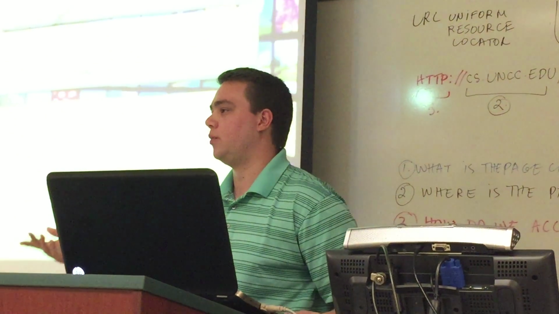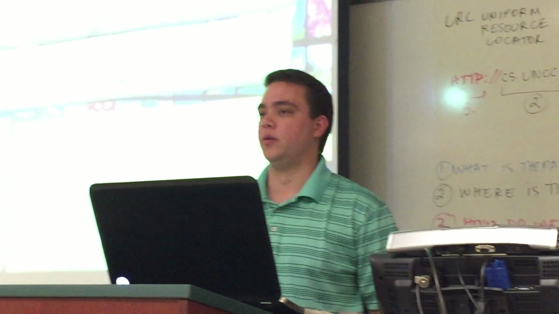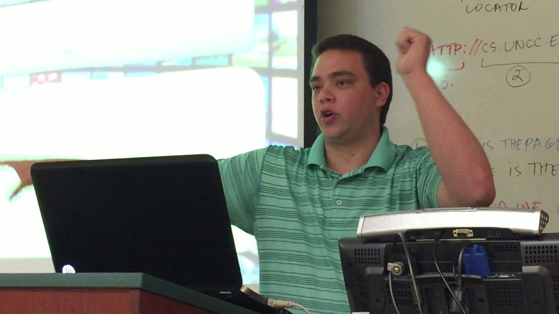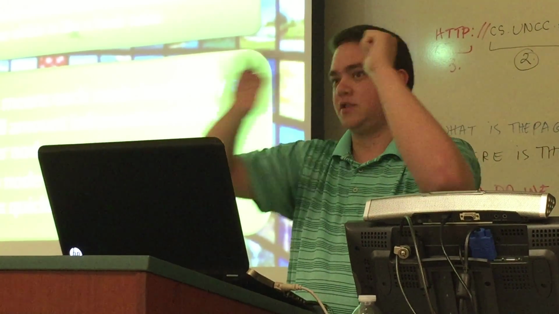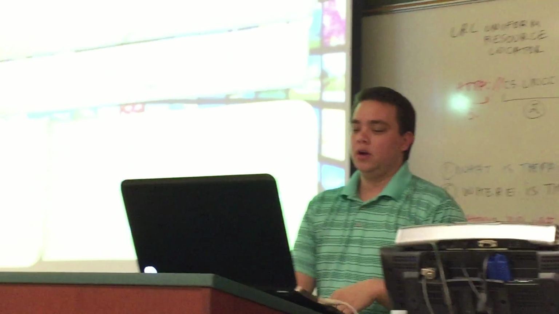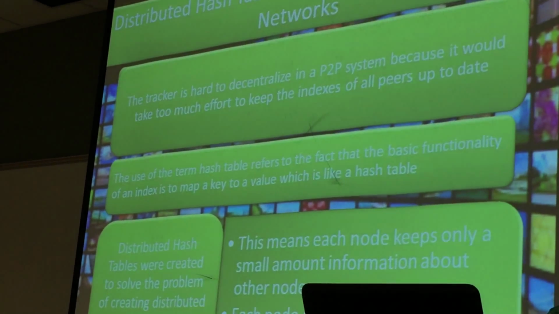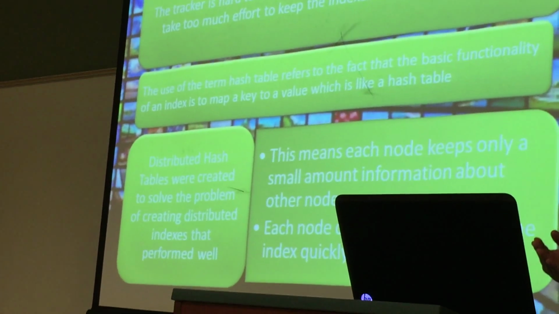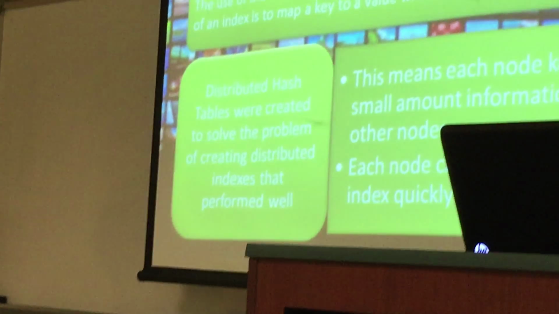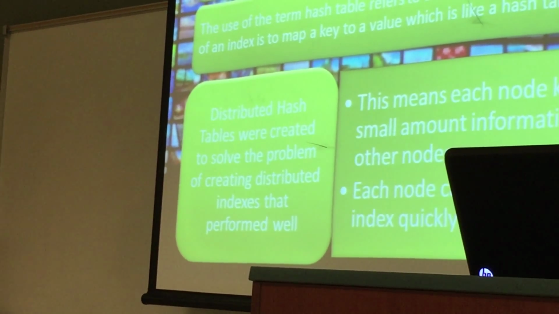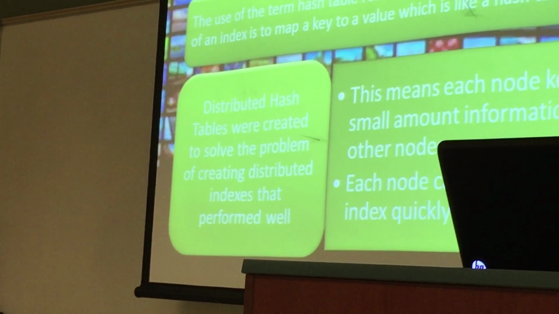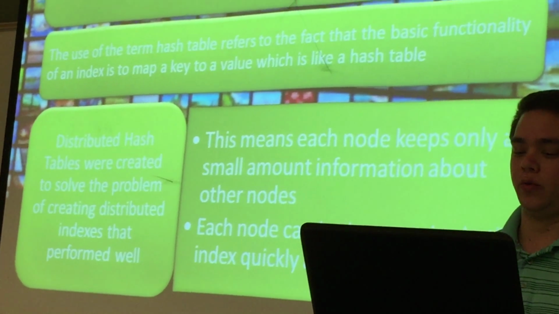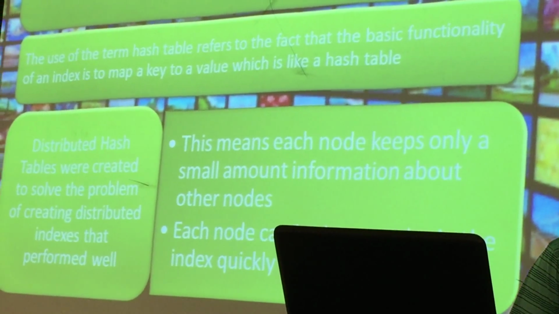A tracker is really hard to decentralize in a peer-to-peer system because it would take too much effort to keep the index of every single peer up to date. Your tracker is what's holding all of the information: hey, who has what files? Where can I get those files from? So instead of having an actual centralized server file system, it's talking to every machine at all times in order to keep the index of your individual machine up to date.